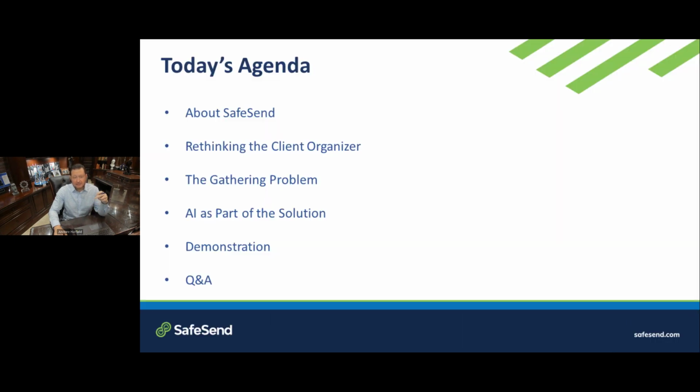Okay, so today's agenda, we're just going to do a brief conversation about SafeSend, just to level set why we have something to say in the AI gathering space and why we may be a good group to listen to as far as what's coming in the future and how that's going to affect tax and accounting and the tax process.